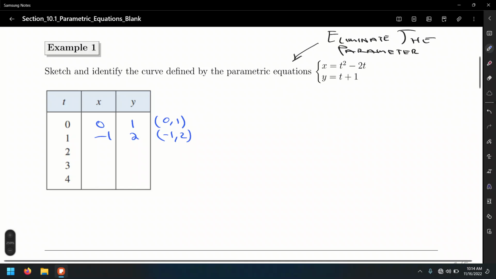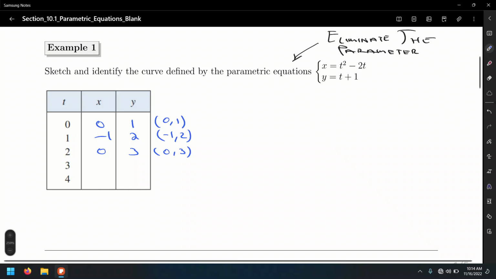For t equals 2, do the same. 2 squared, which is equal to 4, minus 2 times 2, which is also 4. We get a 0 for the x component, and 2 plus 1, that's a 3. Producing the ordered pair 0, comma 3.